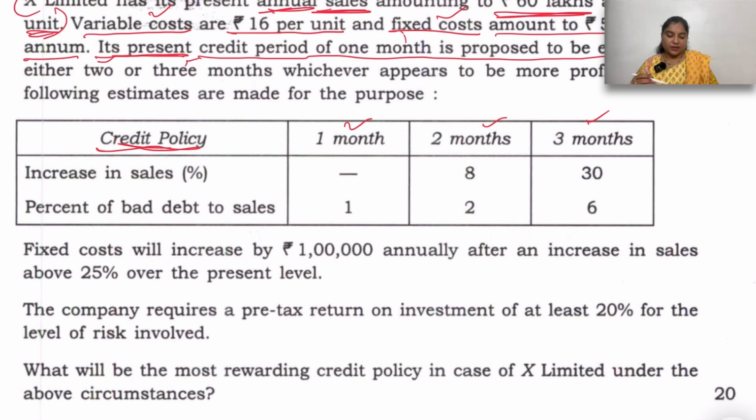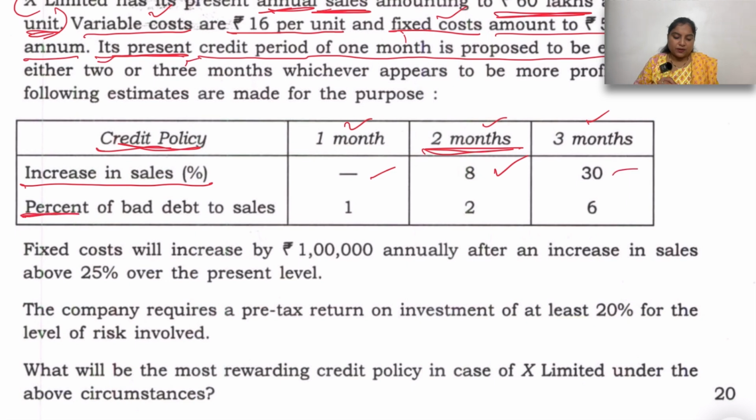So we have different estimates of the increase in sales. If the company is opting for a 1 month credit period, sales will be your 60 lakh. If it is planning to go for a 2 month credit period, the sales will increase by 8%. That means 60 lakh plus 8% of 60 lakh. Basic understanding. I'm not going to tell you anything new. You know everything. I'm just helping you to execute. So increase in sales for 2 month and 3 month respectively.